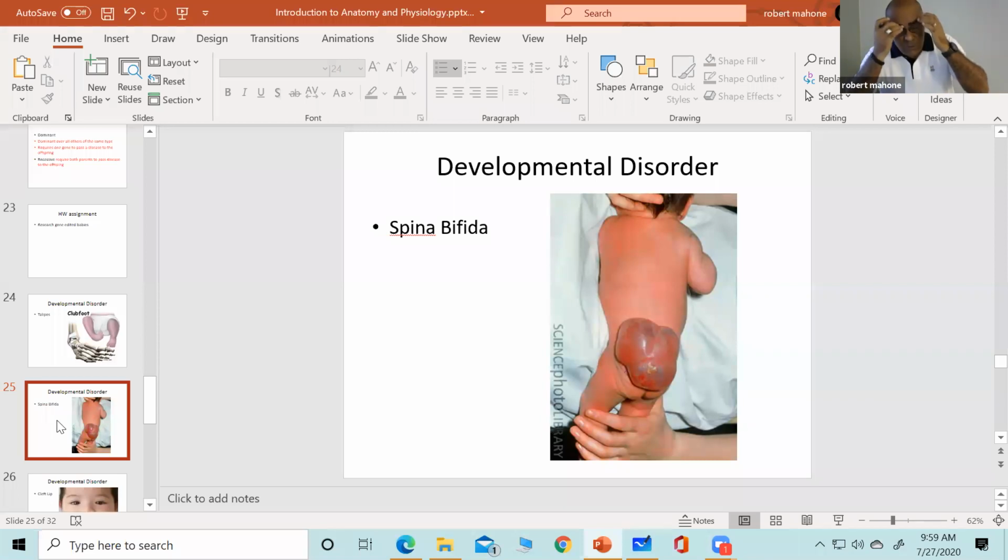Now, let me tell you where healthcare sometimes tries to confuse the rest of the world, okay? And it even does so in your textbook.